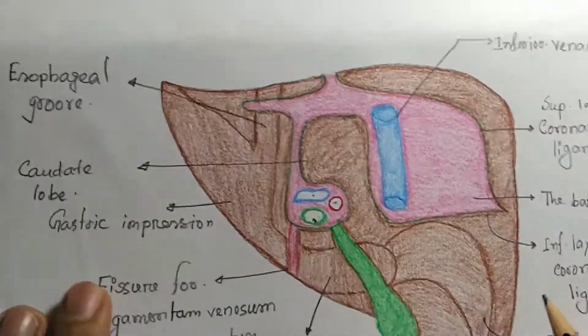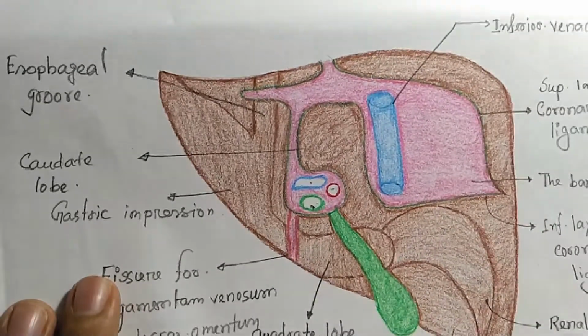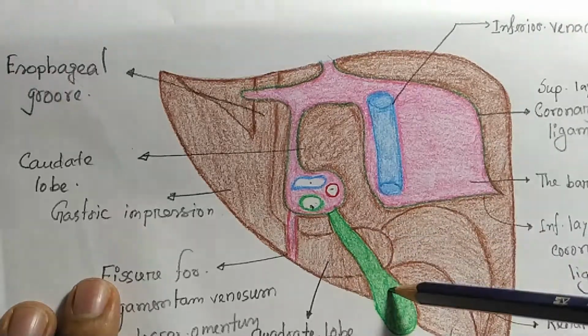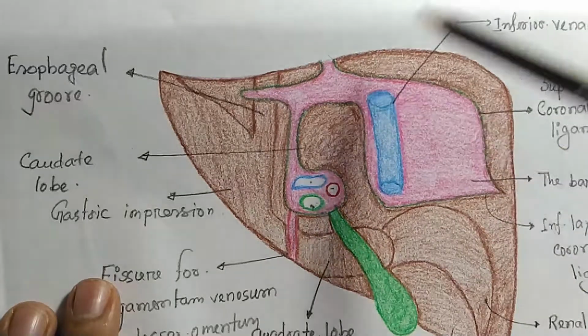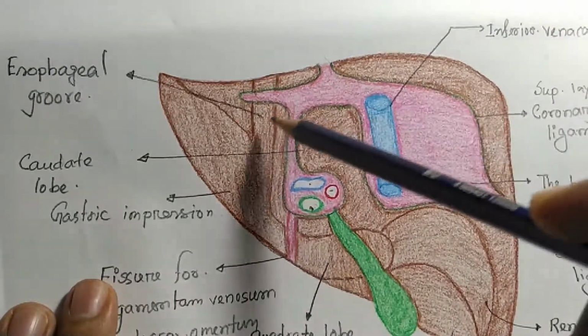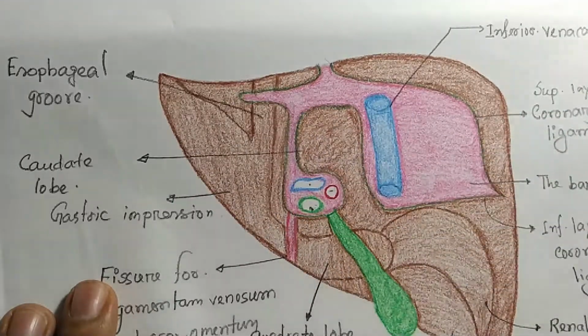Okay, that is all about the inferior surface. You already know that the gallbladder is present on the inferior surface, along with the portal triad, but not the inferior vena cava, because the inferior vena cava lies on the posterior surface. This is the posterior surface, this is the inferior surface. Okay.